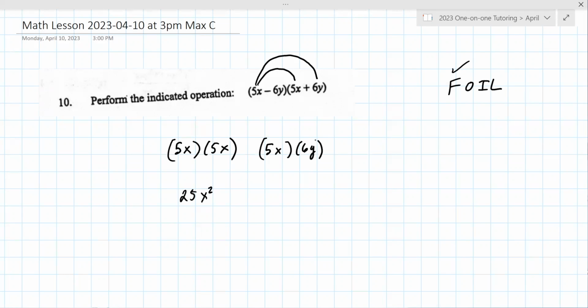Okay, so 5 times 6 is? 5 times 6 is 30. 30, and then x times y is just xy. So 25x squared. Is that okay? Yeah.